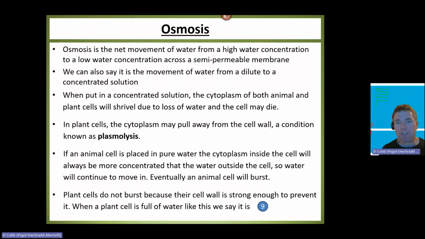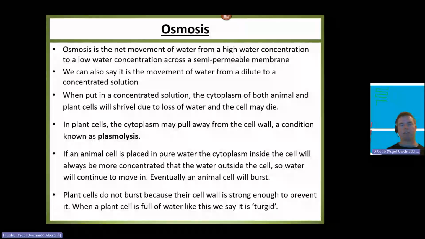Plant cells don't do that. They don't burst because their cell wall stops that continual swelling. And when it's full of water, we say it's turgid.